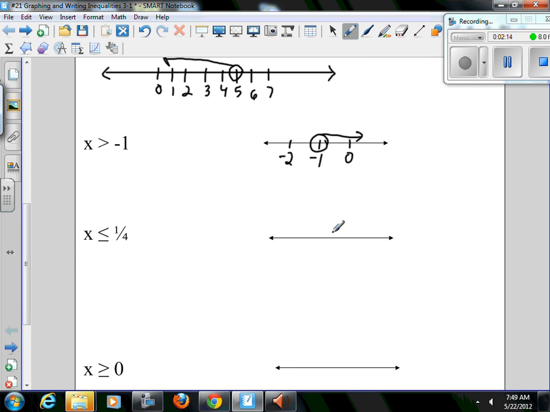X less than or equal to 1/4. Okay, I'm going to put 1/4 here. I'm going to put 1/2 here. I'm going to put 0 below it. Now if it's a less than or equal to, we put a closed dot. So I'm coloring it in on the 1/4, and the arrow goes to the left. So that means all numbers less than 1/4, but also numbers equal to 1/4. It includes 1/4.